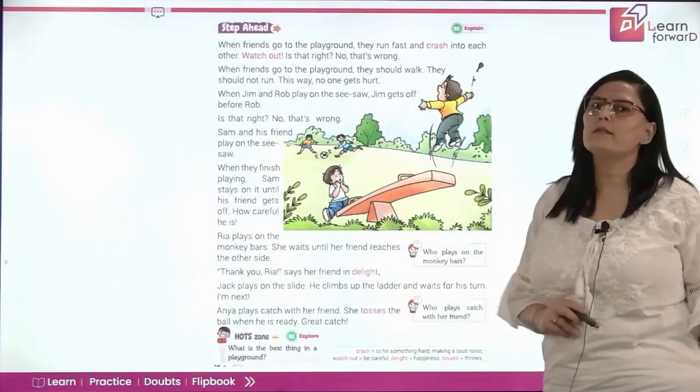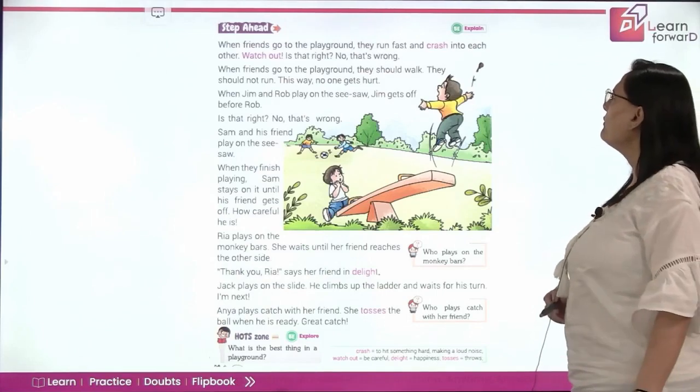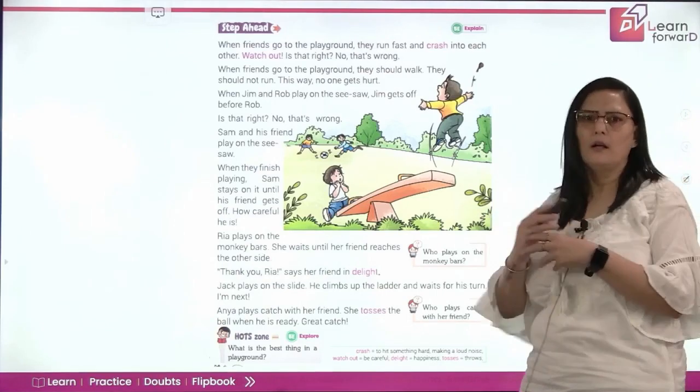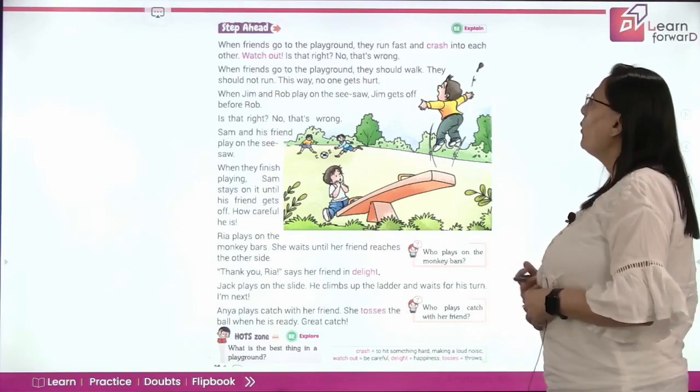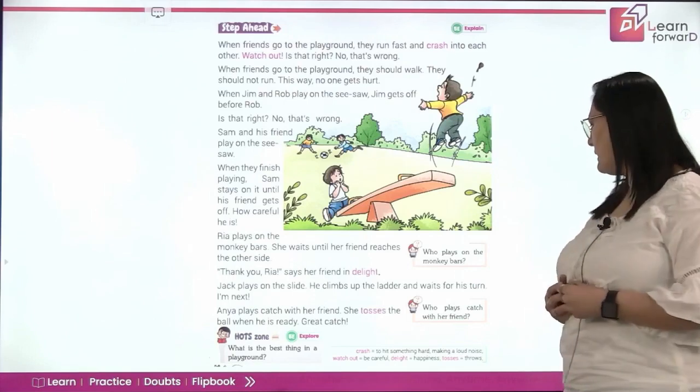Coming to the next, let's read the story. When friends go to the playground, they run fast and crash into each other. Crash, when you bang, when you hit hard. Watch out. Is that right? No, that's wrong. Watch out means be careful.